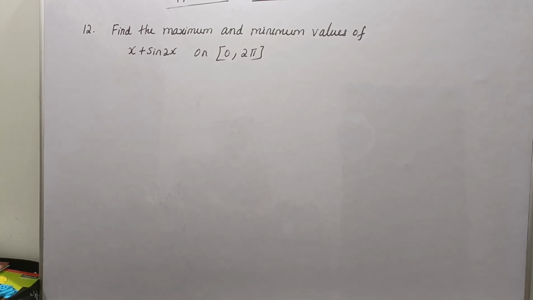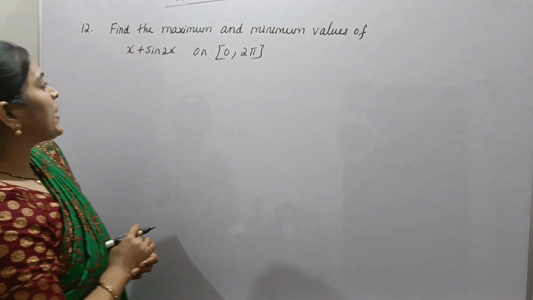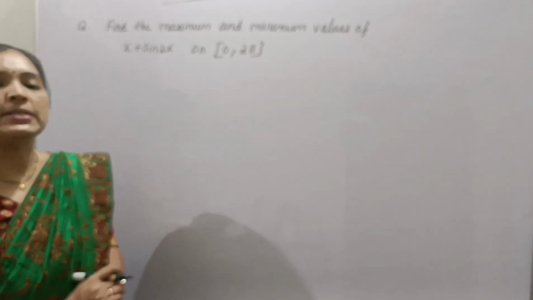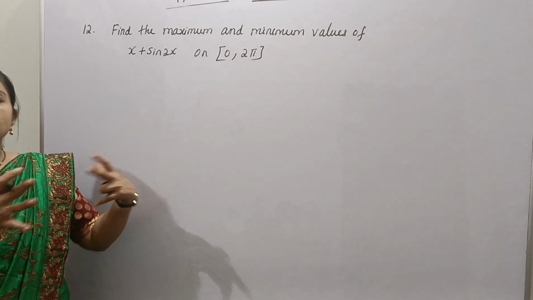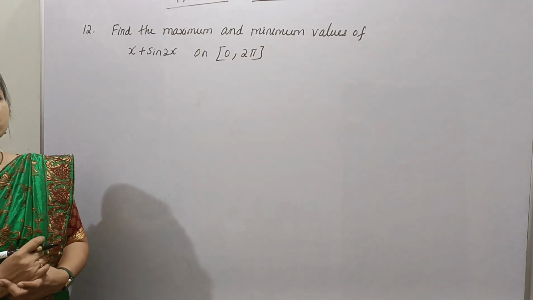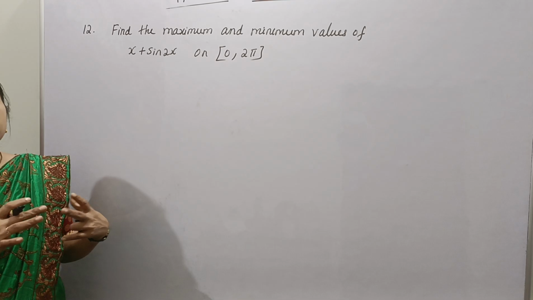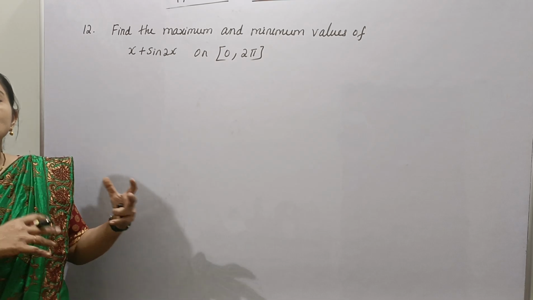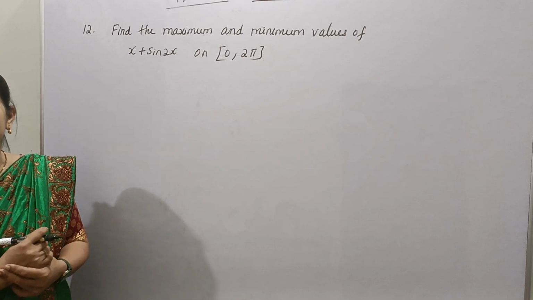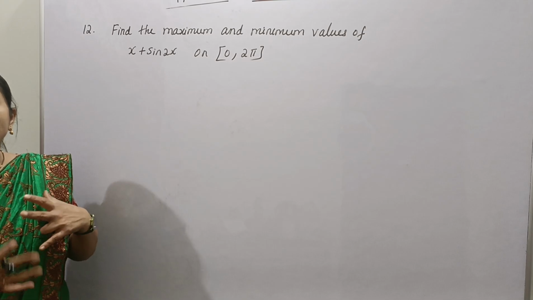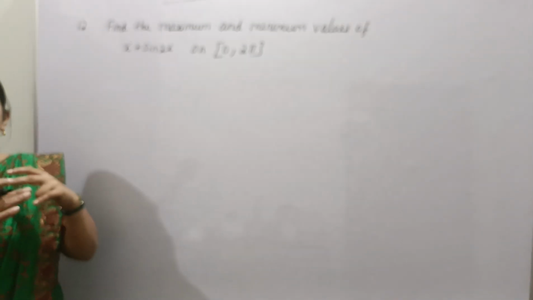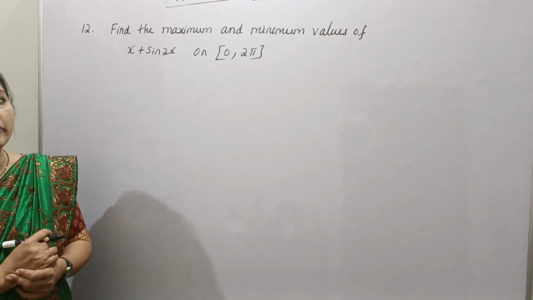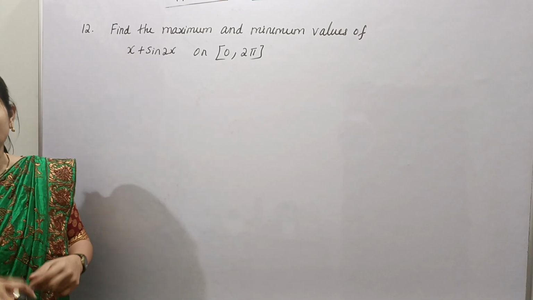Find the maximum and minimum values of x plus sine 2x on the closed interval 0 to 2 pi. See here, the maximum and minimum values of the function means absolute maximum and absolute minimum values of the function. In this case, we have to find the values of the function at not only critical points, we have to find the values of the function at these points also, because here we will find the absolute maximum and minimum value.